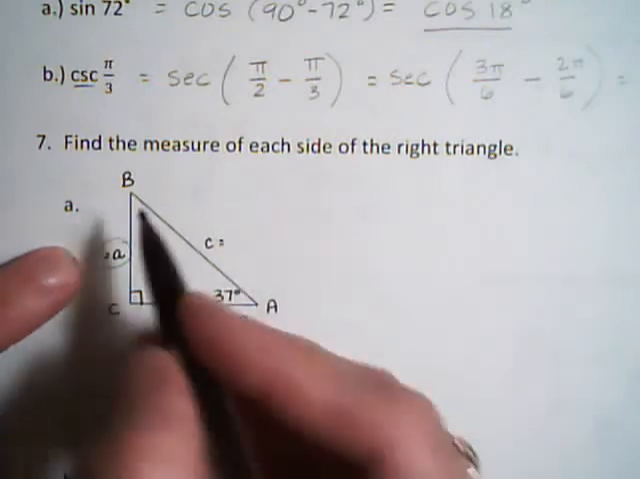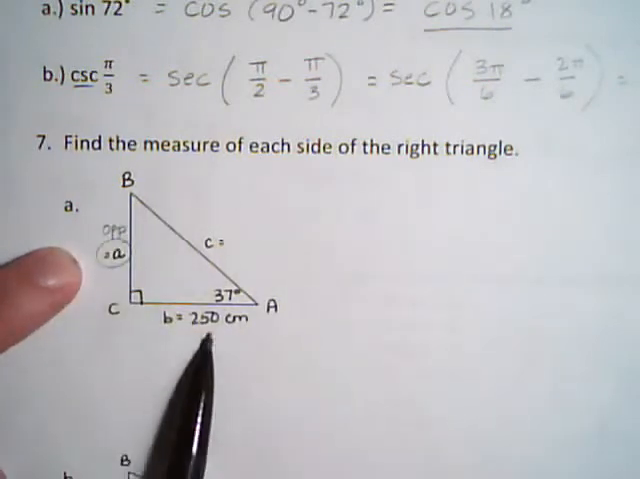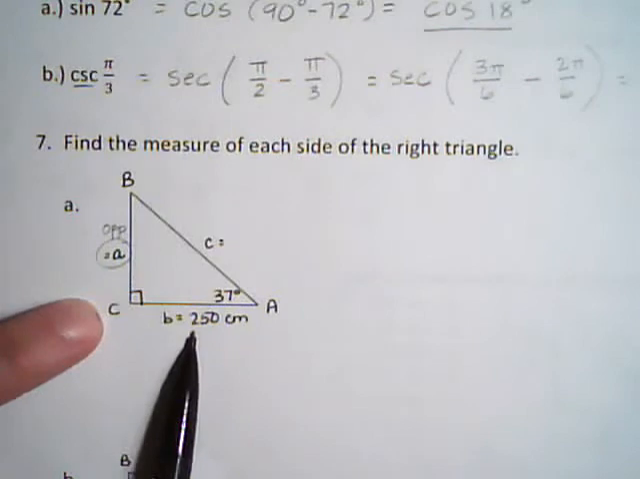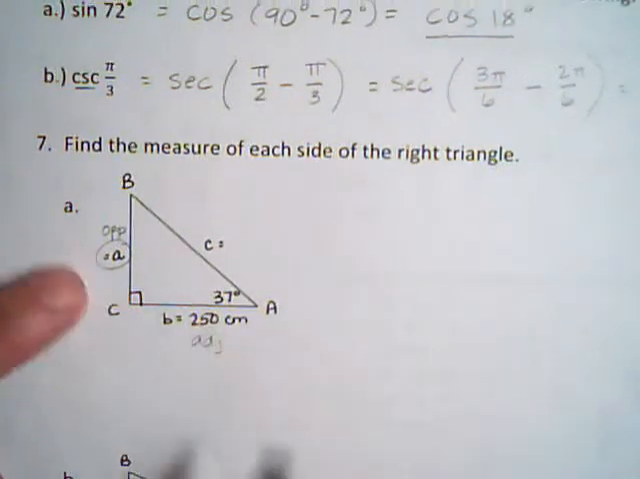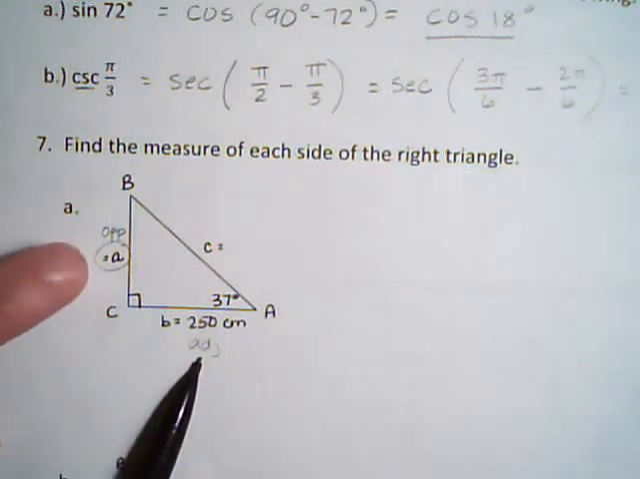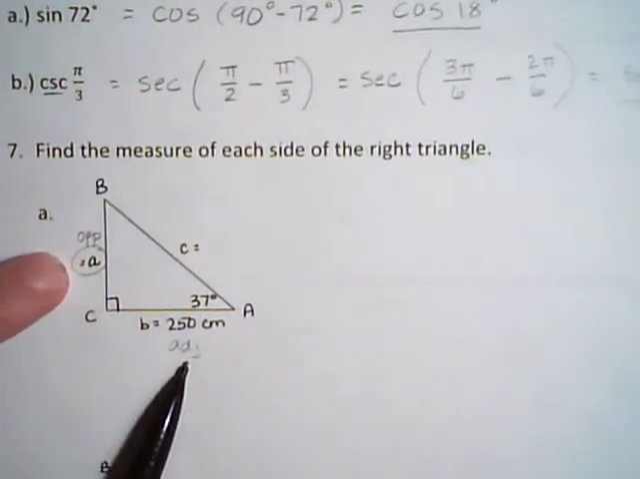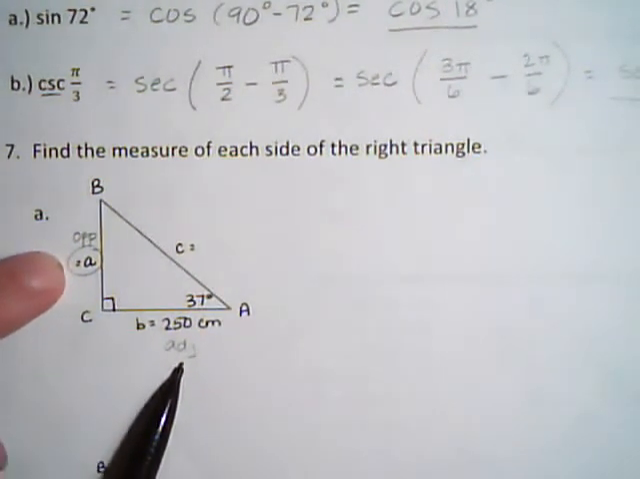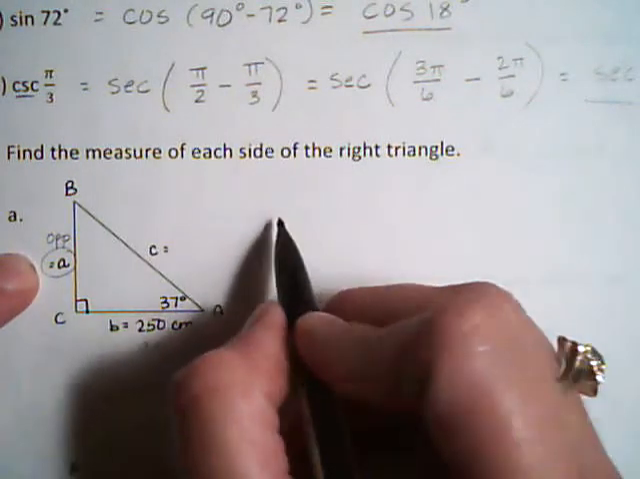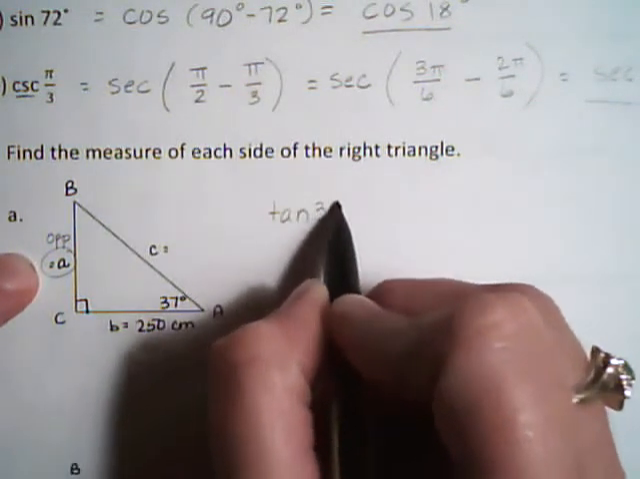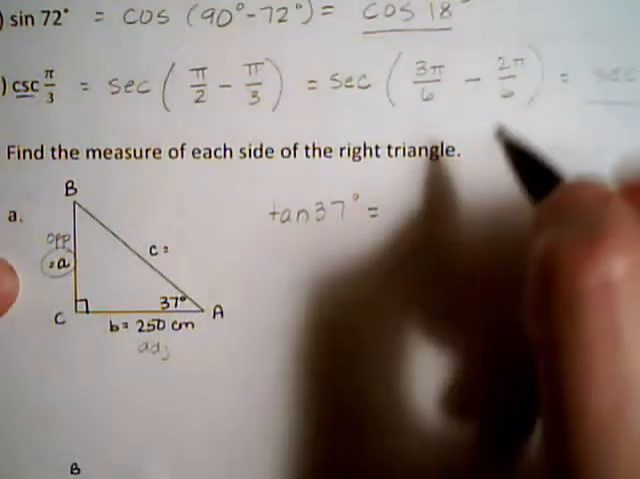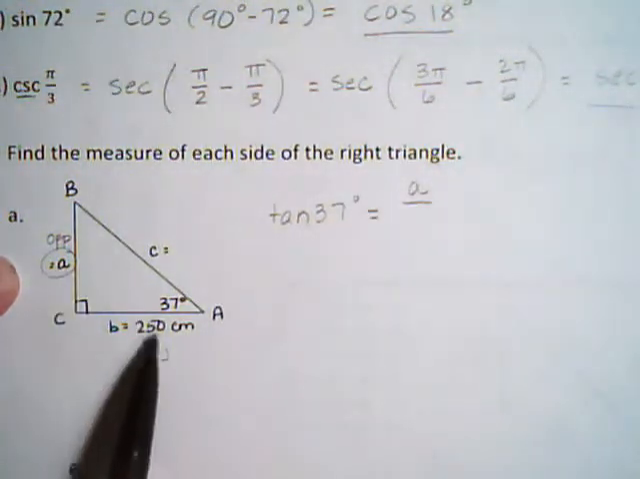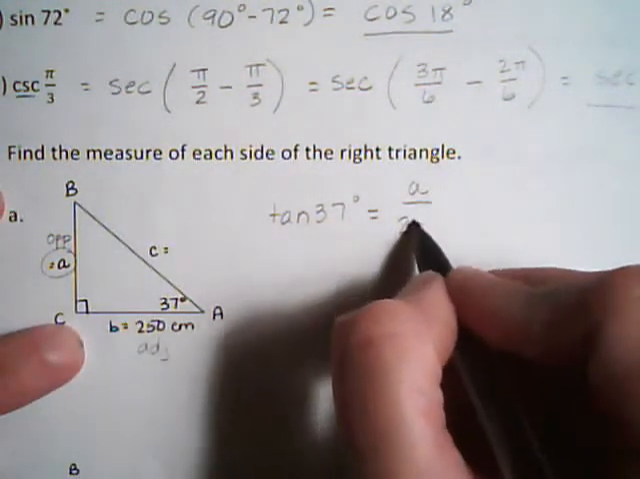Okay, A is opposite that angle. And we have this side that's given. How is it related to 37 degrees? It's the adjacent side. So which trig function deals with opposite and adjacent? Okay, that would be tangent. So by using my definition of the tangent of an angle, I could say that the tangent of 37 degrees would equal the opposite side, which is A, over the adjacent side, which is 250.